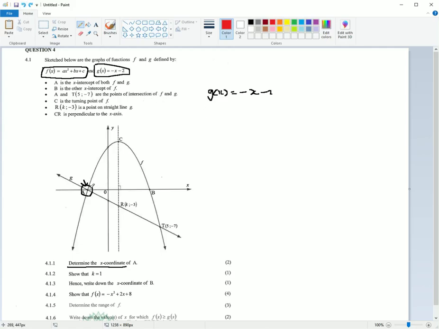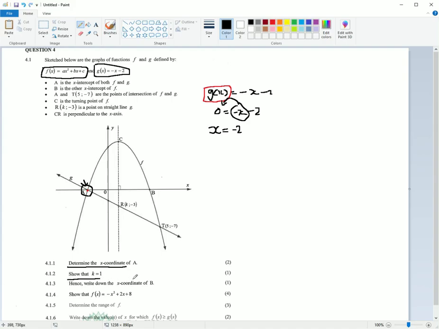So in order to find this point over here, you are going to make y 0. Now we don't see a y here, but we are comfortable enough with function notation to know that that whole thing represents our y. So we say y, which is 0, is equal to negative x minus 2. Now you want to solve for x, so we take this to that side, and that will give us a positive x equals negative 2. What does that mean? That means the x coordinate for A is minus 2.